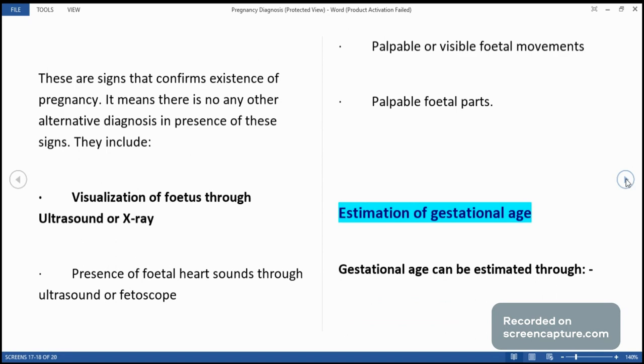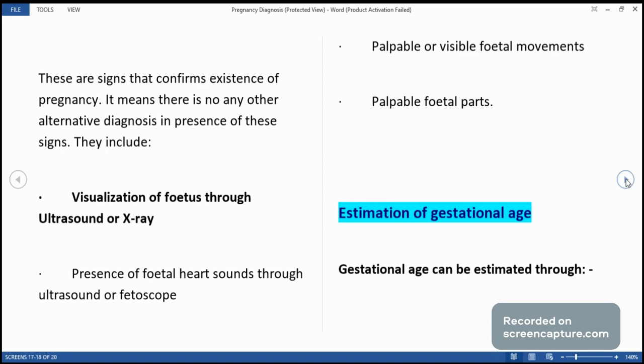And they include visualization of the fetus through ultrasound or X-ray. That is very confirmatory. Presence of fetal heart sound through ultrasound or fetoscope, that is positive. Palpable or visible fetal movement, that is also very significant. Palpable fetal parts, that is also. So that is that. Let us look at estimation of gestational age.